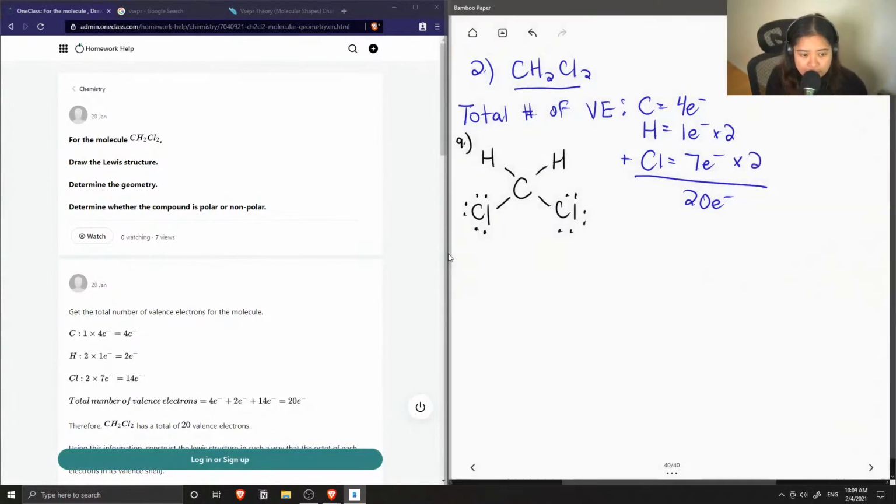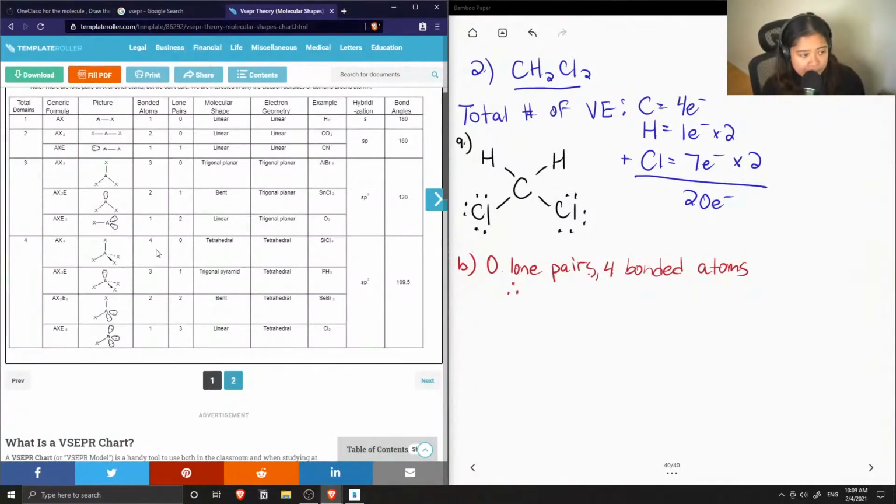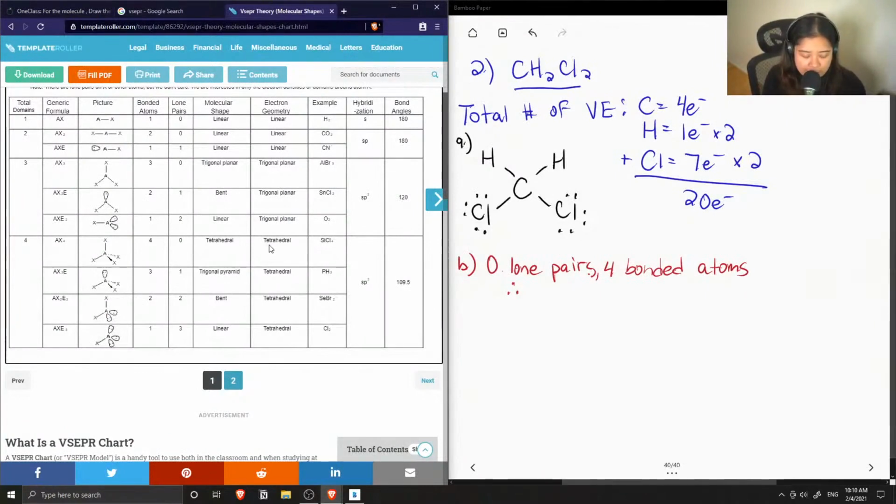So now we need to determine the geometry of this structure, and to do that we can analyze the central carbon atom. So if we look at the carbon, it has 0 lone pairs, and it has 4 bonded atoms. So by using a VSEPR theory table, like so, when we have 4 bonded atoms and 0 lone pairs, we have a tetrahedral molecular shape and electron geometry.